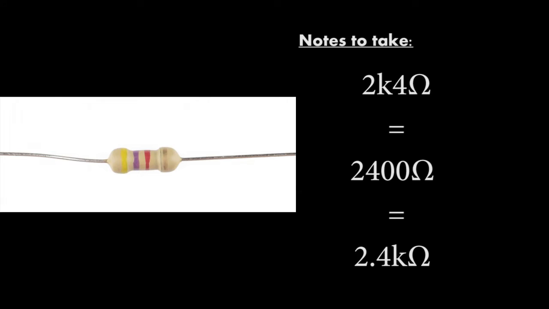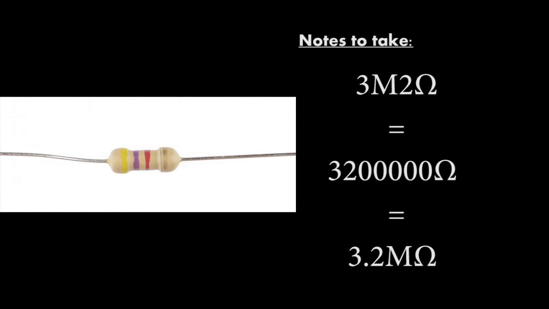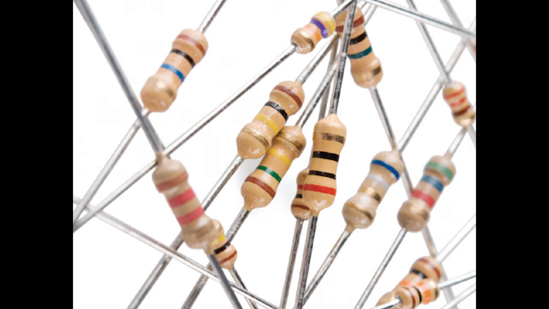Sometimes in service manuals and schematics, you'll see the value of a resistor expressed like this. So whenever they put the letter sort of in the middle like this, you're supposed to treat that as a decimal point. So for instance, if it just said 2K4 and you knew it was a resistor, they're telling you that that's 2,400 ohms, or 2.4 kilo ohms, okay? And likewise, if it said 3M2, that would mean 3.2 million ohms, which would be 3,200,000 ohms.